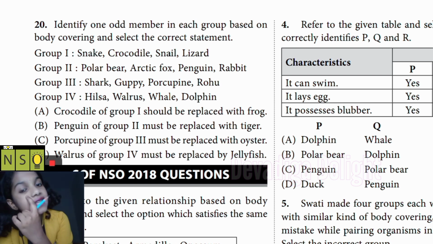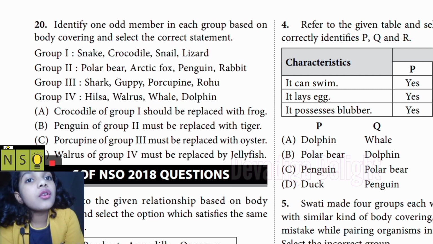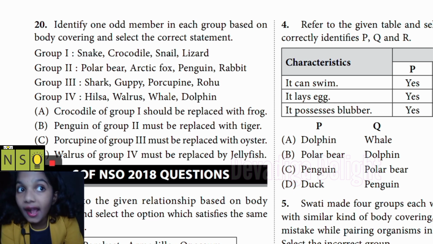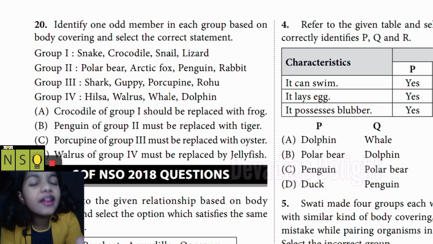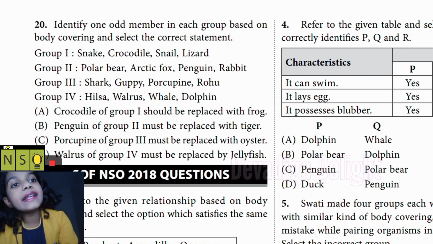So here let's see the odd one out in each one, and let's see what it can be replaced with, so that we can see which of these options are the right one. So here if you see group 1, snake, crocodile, snail, lizard. So snake, crocodile and lizards are reptiles, and also they have scales as their covering. So here the snail does not have scales, making it the odd one out. Let's highlight that, odd one out.